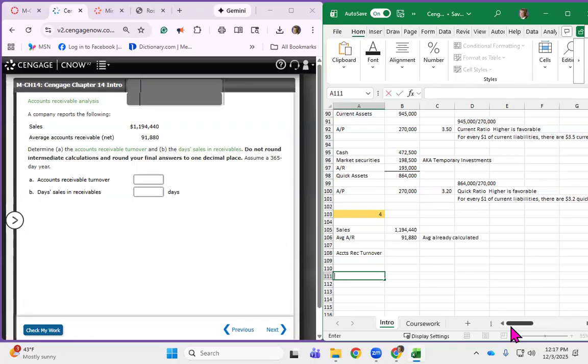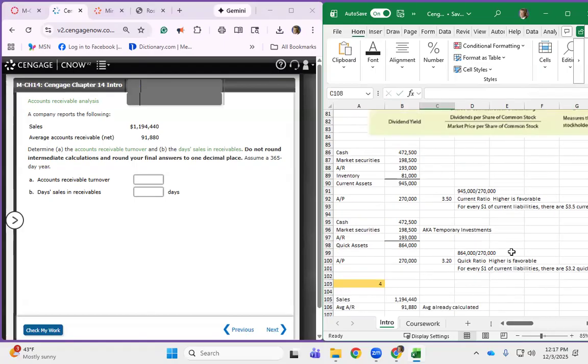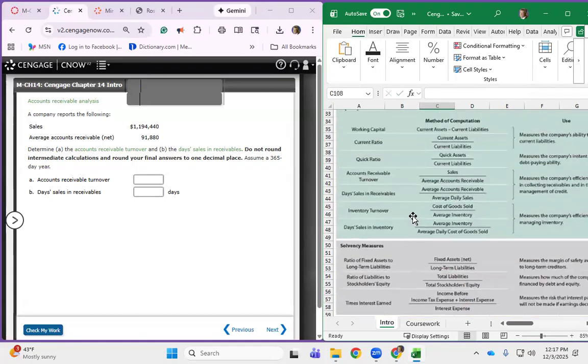I'm going to put number of days. I don't know why they don't say that anymore. Number of days sales in receivables. I'm going to call it number of days. So like I said, these two are related. So here's what we're going to do. Let's go up and look. Let's see what the formula is.